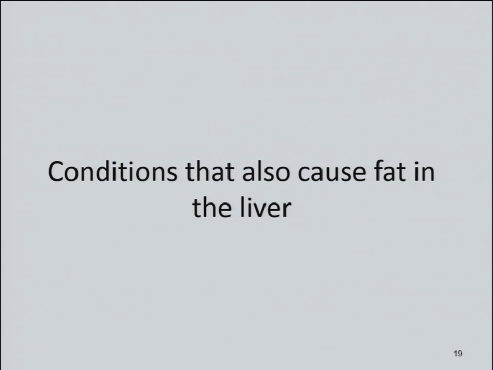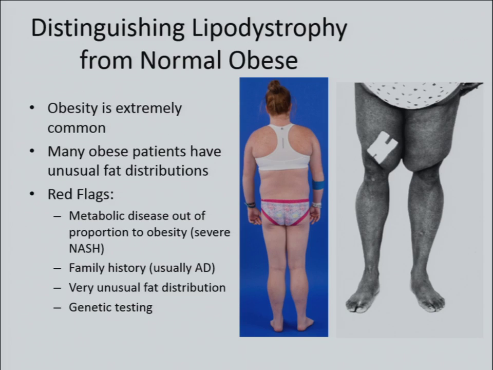So once you prove that they have fat in the liver, what other diseases do we need to make sure we rule out so that we know that this is NAFLD? Well, one of the ones that I don't think we see very often, but is very important to distinguish, is lipodystrophy.